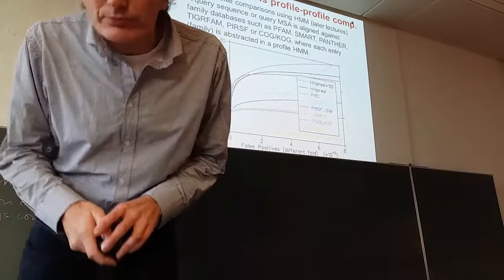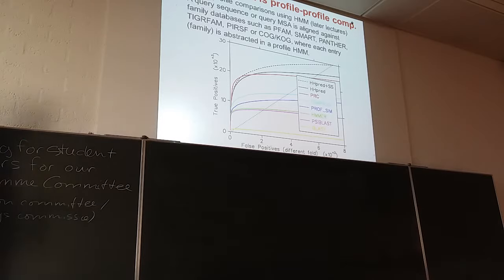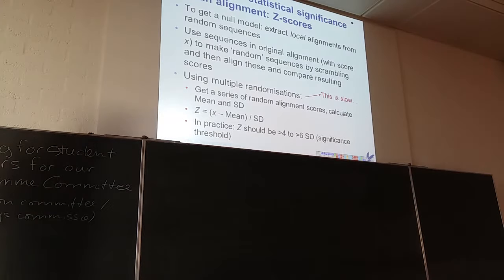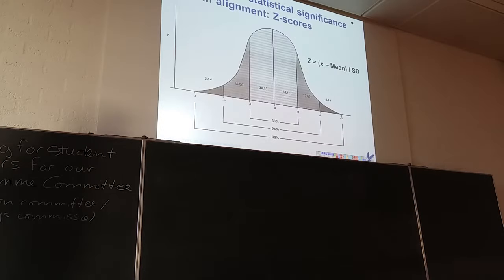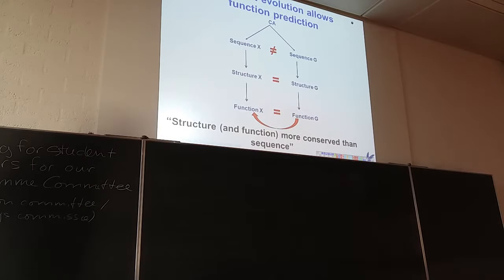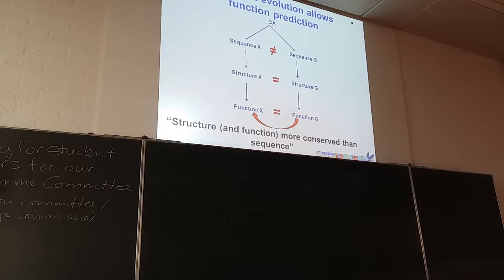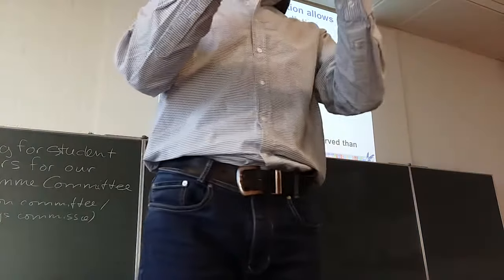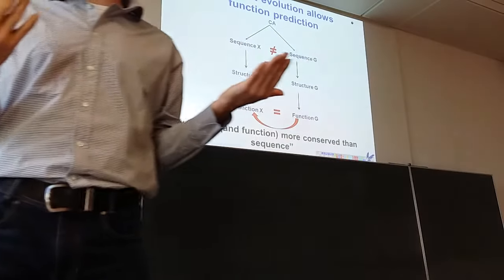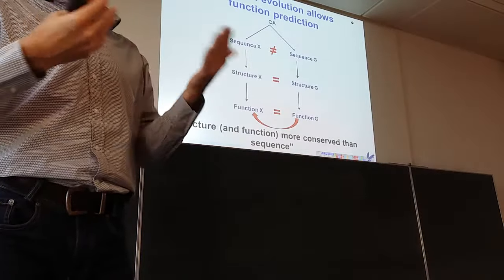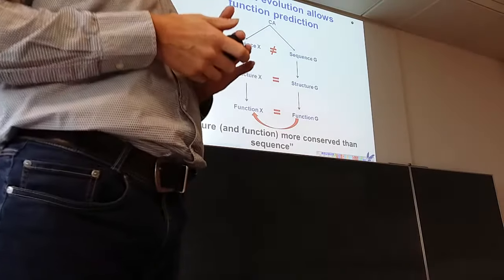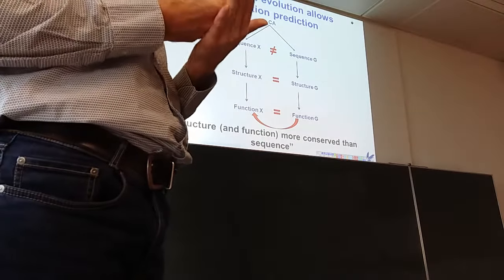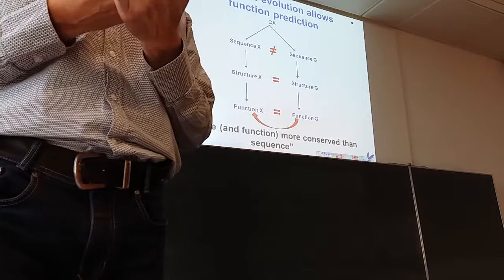Let's go back. Right now, you're searching for sequences, and you align them. You get a score, right? A higher score means it's a better alignment, it's a better match. But what you actually want to know is whether it's a significant one. Just because two things have a good score doesn't mean it's significant.